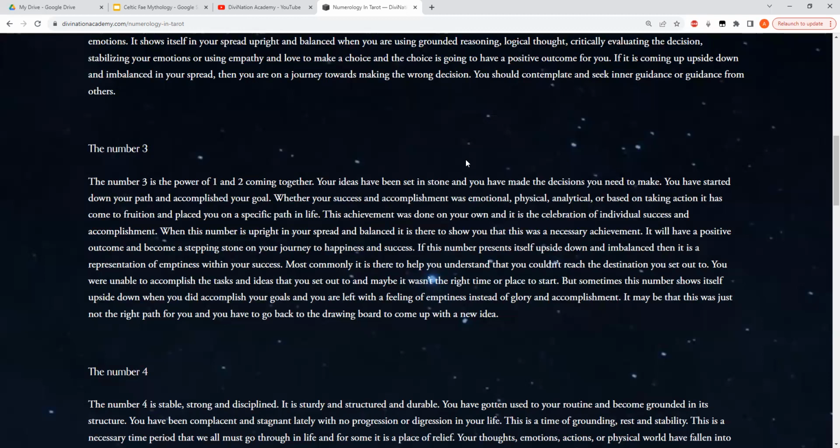So the number 3 is self-accomplishment. So when we think about this number as the entirety of someone's personality, now remember this definition was written for tarot, so it's different. There will be ones written for this class. But anyway, when we think of the number 3, it is 1 and 2 coming together. Number 3 is represented by the starting of a journey, by the manifestation of a journey.